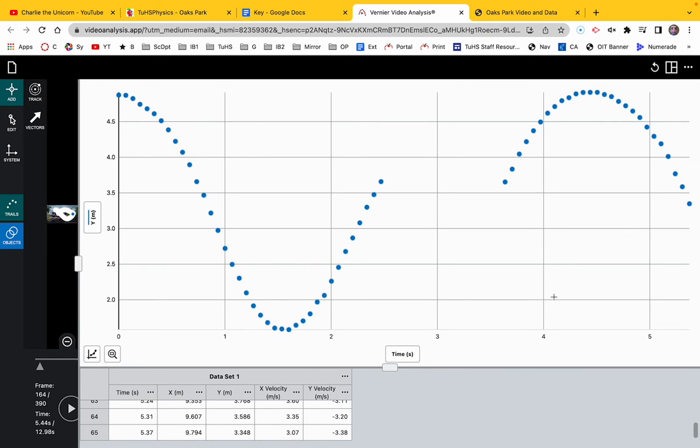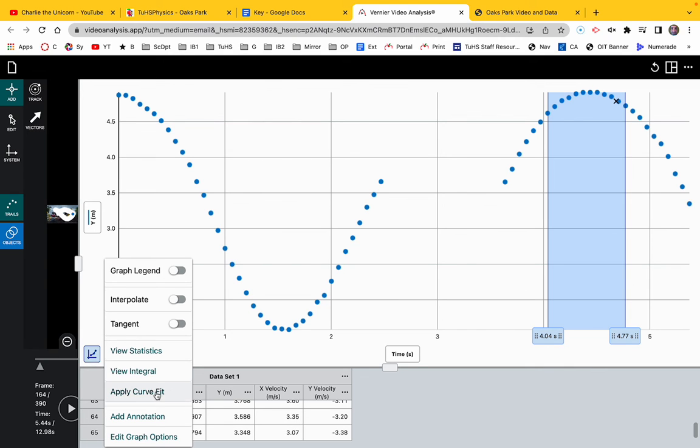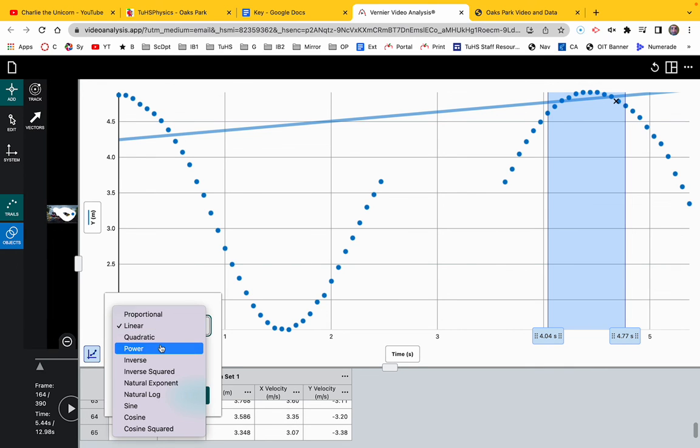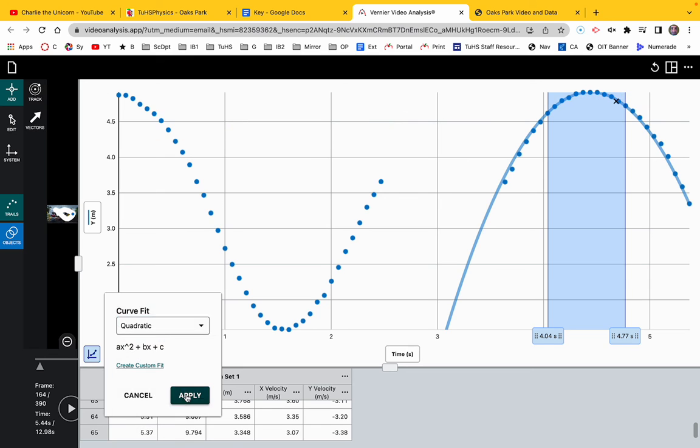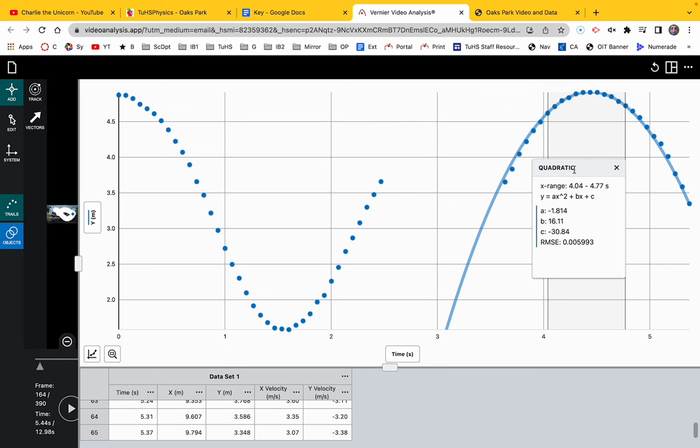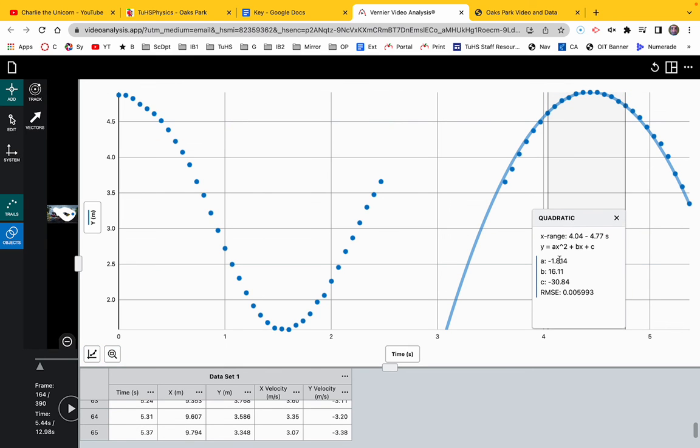downward acceleration. Notice I didn't bother to analyze what it did in between. It's totally a different car, but I'm not going to worry about that too much. I'm just going to stick a curve fit on this. Here's a downward acceleration, probably from there to there is good. I want a quadratic, and I want to apply that. And there you go.